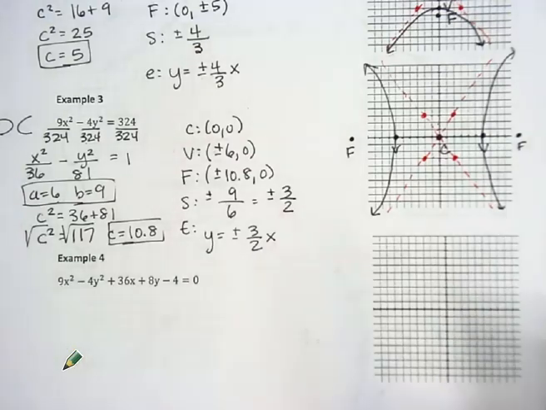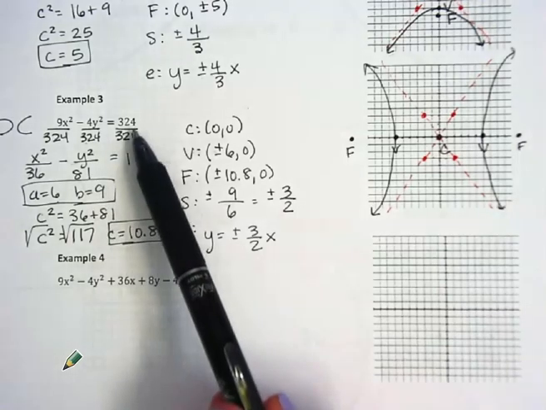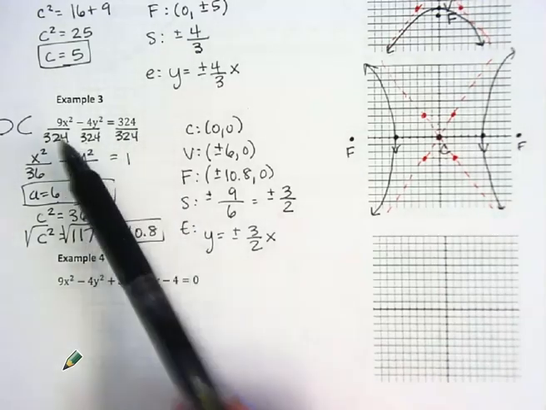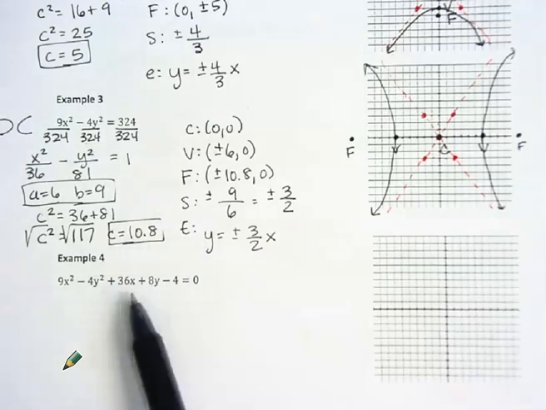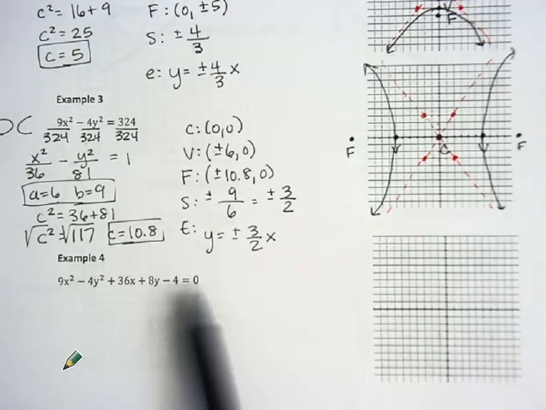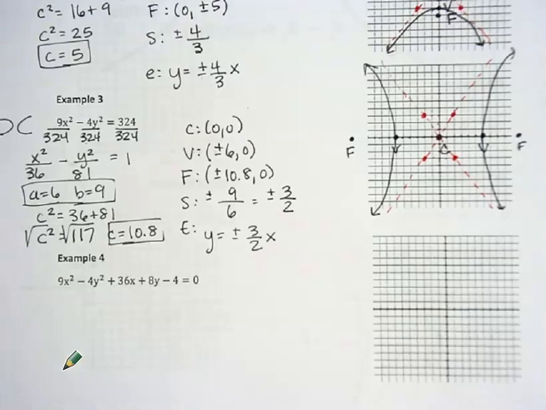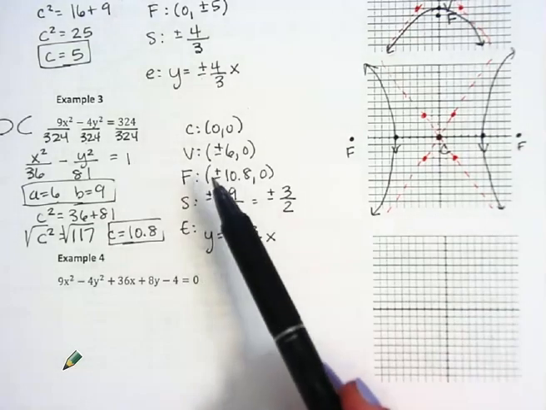All right, on this last example, we have to do even more work to get this in the proper form. On example 3, we just had to divide everything by 324. But here, this is our standard form for our conics, but we are going to have to group the x's together, group the y's, and do completing the square. So that's going to be what we have to do before we can start the rest of this work.